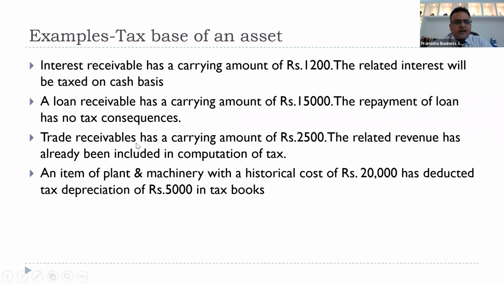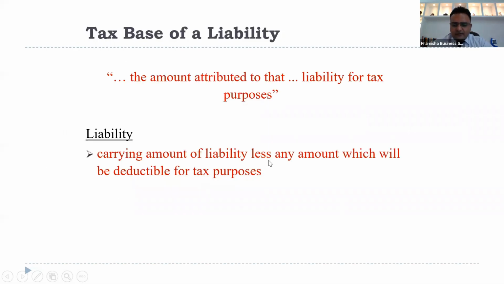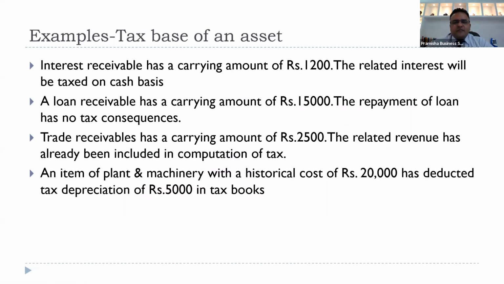Third, trade receivables has a carrying amount of 2,500. The related revenue has already been included in computation of tax. Means what? Already included, already taxed. You have recorded an income of 2,500. The tax authorities have also included it as income as of today. Will it result in any deferment of tax or already included?